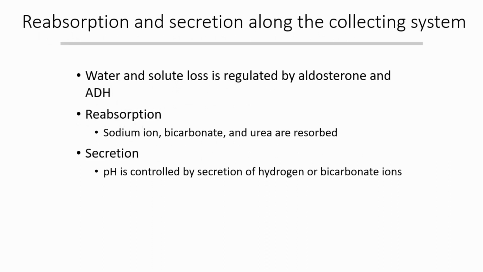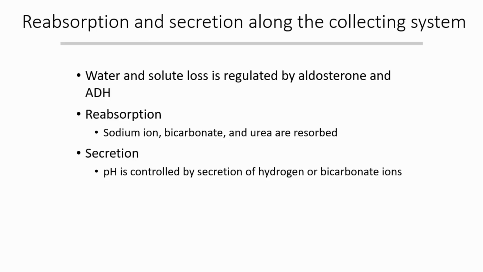Okay, reabsorption and secretion along the collecting system. Water and solute loss is regulated by aldosterone and ADH, antidiuretic hormone. Remember I said I like to call it the anti-P hormone. So we have reabsorption of sodium ions, bicarbonate, and urea. And then secretion: pH is controlled by secreting hydrogen ions or bicarbonate ions.